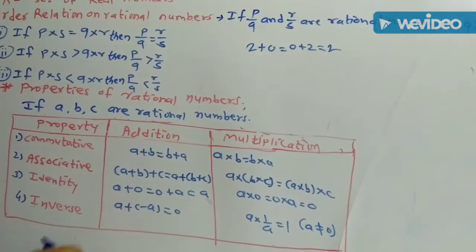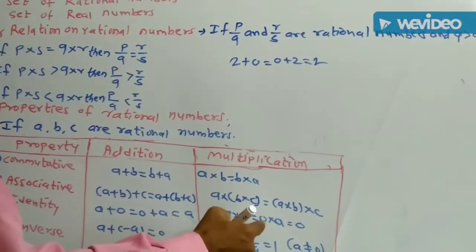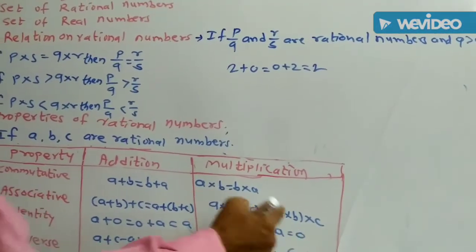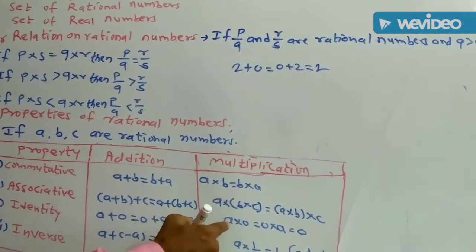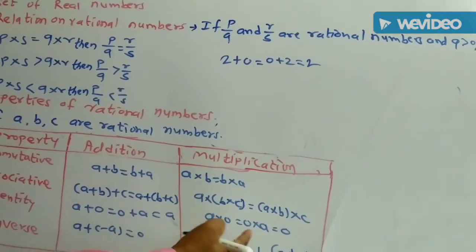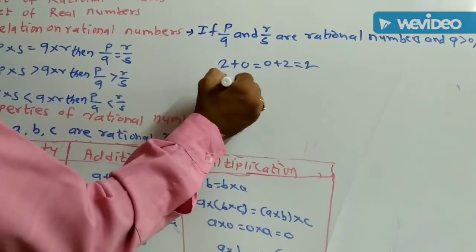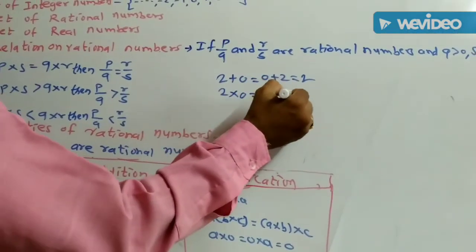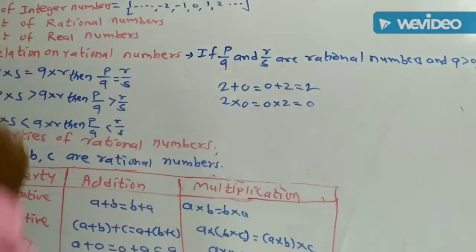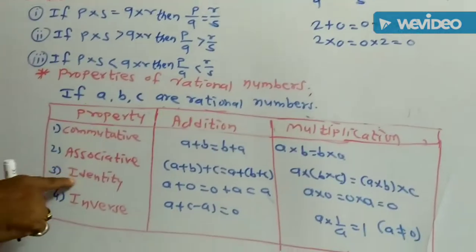And for multiplication, a into 0 is equal to 0 into a is equal to 0. That means if we multiply any number by 0 or 0 by any number, then the answer is always 0. Suppose we take 2 into 0 or 0 into 2, the answer is always 0, and that is the identity property for multiplication.